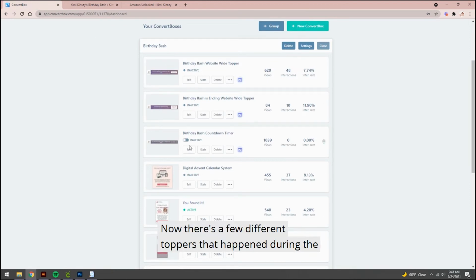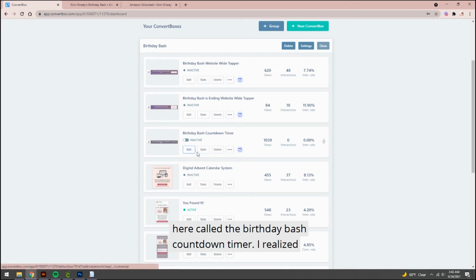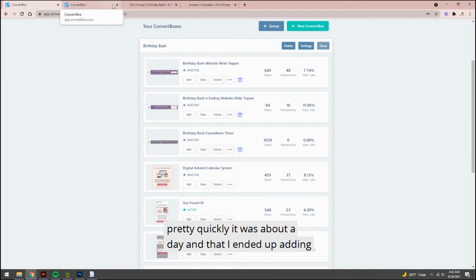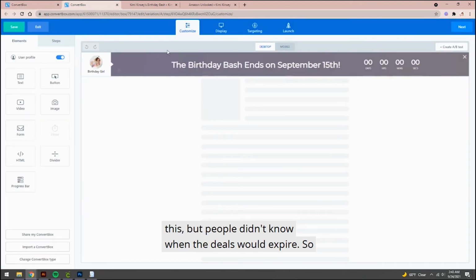Now, there's a few different toppers that happened during the birthday bash. Let's talk about the birthday bash. I forget which one I want to look at first, but there's this one here called the birthday bash countdown timer. I realized pretty quickly, about a day in, that I ended up adding this, because people didn't know when the deals would expire. People were wondering, okay, there's all these deals. Do I have to buy that deal the day you show it to us, or do I have a certain amount of time after the birthday bash is over? So I let people know the birthday bash ends on September 15th. That way they knew when they had to buy things by.